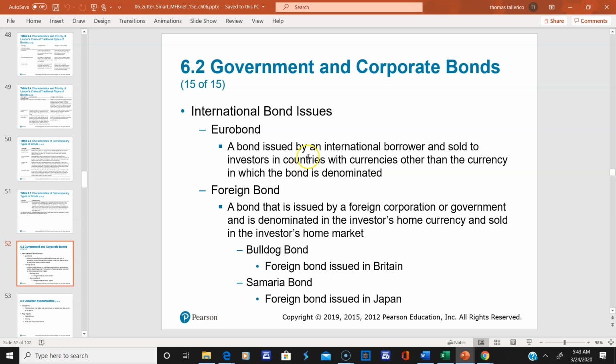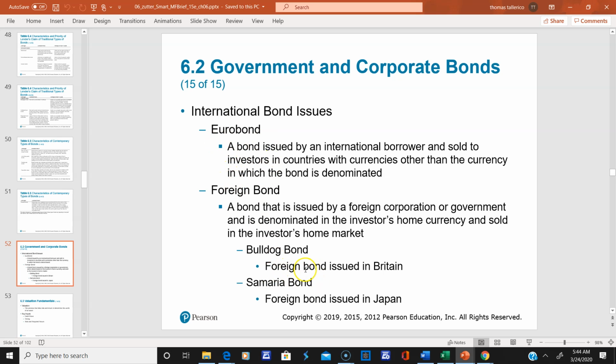And in your textbook they talk about this. And notice here, they're sold to investors in countries with currencies other than the currency in which the bond is denominated. A bond that is issued by a foreign corporation or government and is denominated in the investor's home currency and sold in the investor's home market, so this is a foreign bond. So there's a distinction between a eurobond and a foreign bond, okay?